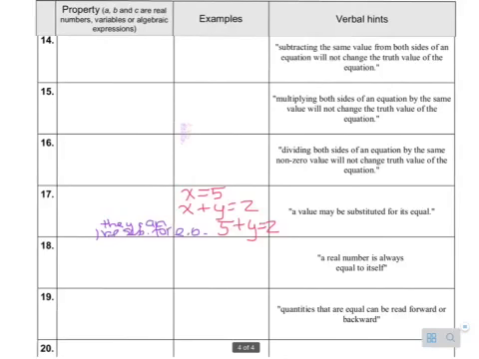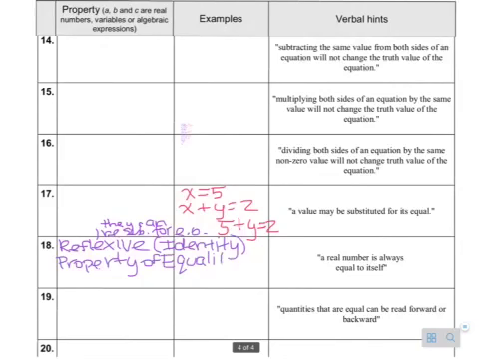Number 18, a real number is always equal to itself. When something's equal to itself, we say that we're using the reflexive property. It's also known as the identity property of equality. So this means that whatever number A is must be equal to itself. So fairly simple. If you're given the number 12, it must be equal to itself, which is 12.